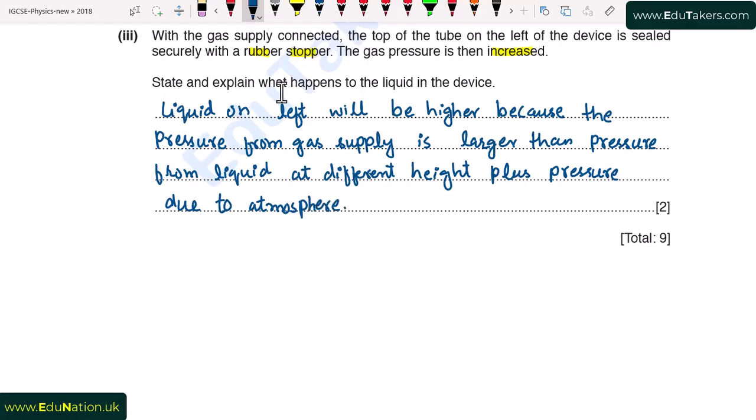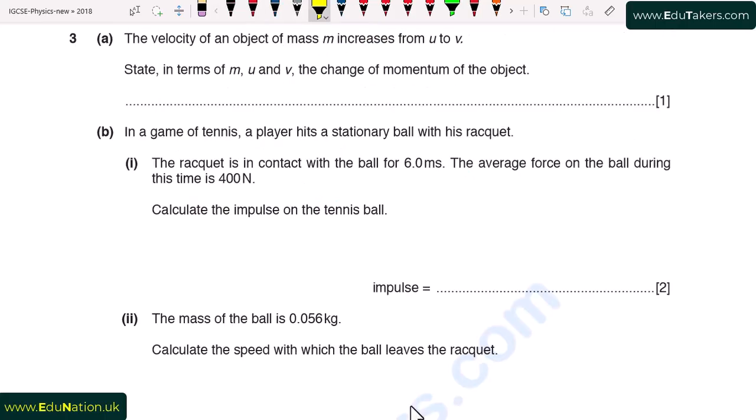So that's why the level of liquid on the left side will rise up. Question number 3, part A. The velocity of an object of mass m increases from u to v. So here initial velocity is u while the final velocity is v.